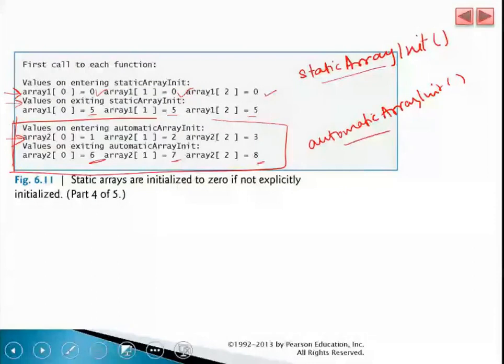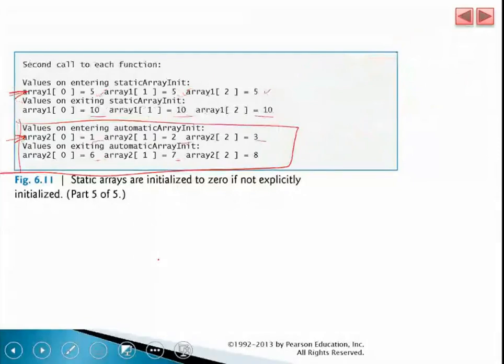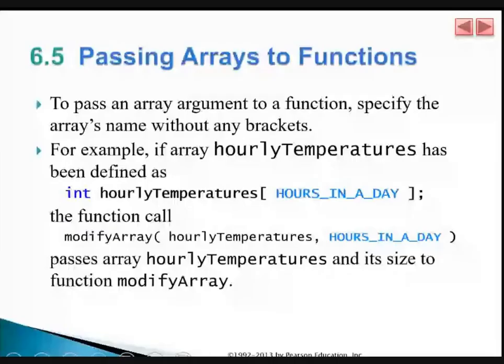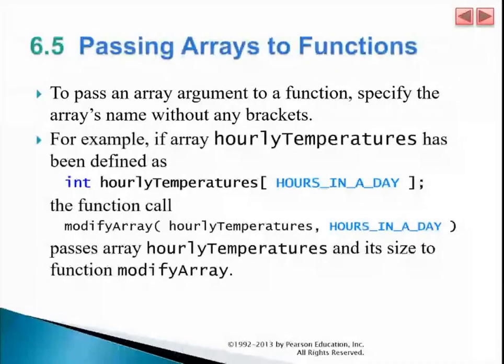Now, one more thing, we have covered arrays, and we have covered functions. Let's combine these two and let me show you how we can pass arrays to functions. And then we will see how we can use searching and sorting, right? So when you would like to pass an array to a function, you just have to mention the name of the array without the brackets. For example, this is the array which you have defined, hourly temperatures. This is the array and this is the size of the array.